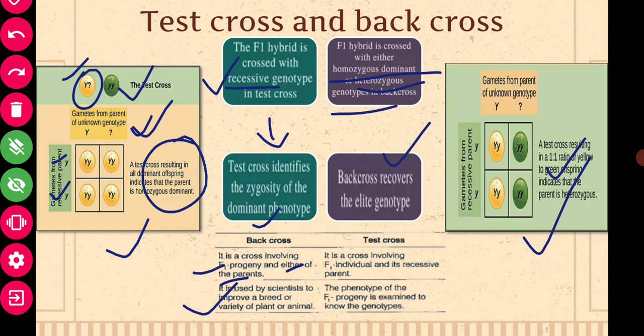Then a test cross is the cross involving the F1 individual and its recessive parent. Why it is used, we have seen here: to know the unknown genotype. The phenotype of the F1 progeny is examined to know the genotype. So with the help of test cross, we can test the homozygosity or heterozygosity of the dominant phenotype. So this is the use of test cross and back cross.